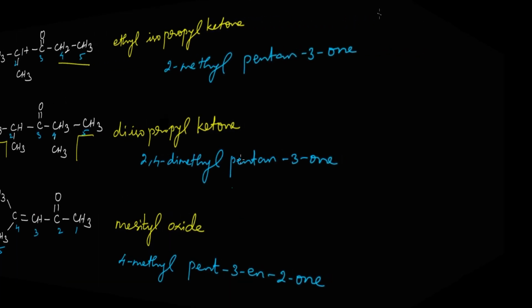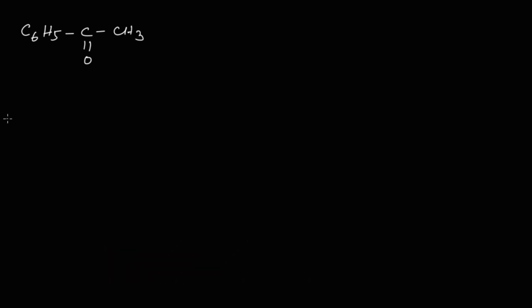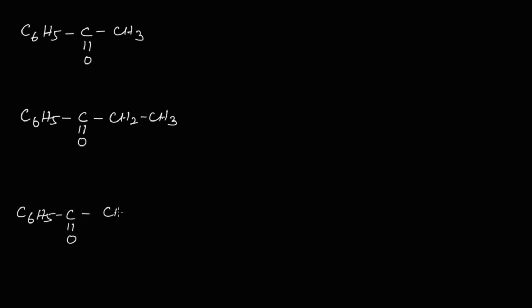Come on, let's learn some more compounds. The next one is C6H5-C double bond O-CH3. Then C6H5-C double bond O-CH2-CH3. And then C6H5-C double bond O-CH2-CH2-CH3.